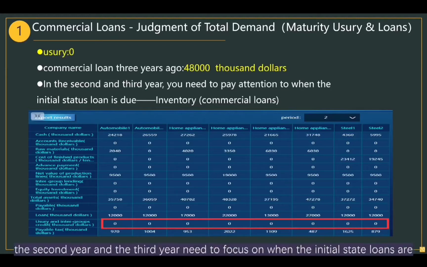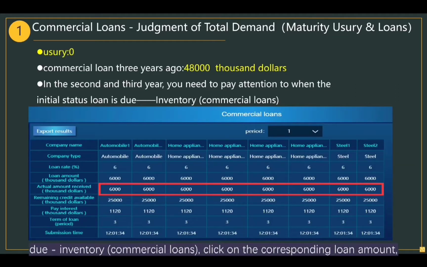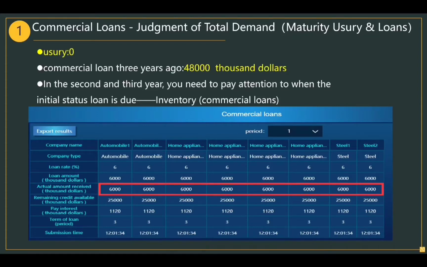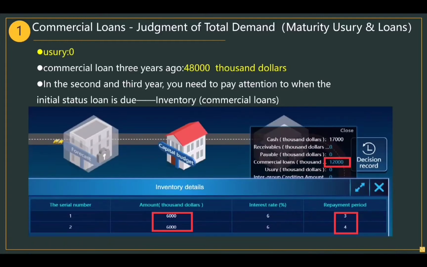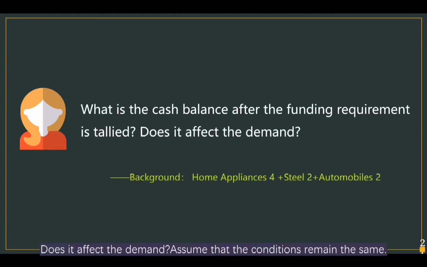$48,000. The second year and the third year need to focus on when the initial state loans are due. Click on the corresponding loan amount in the commercial loans inventory. It can be specific to the loan term. What is the cash balance after the funding requirement is tallied? Does it affect the demand? Assume that the conditions remain the same.